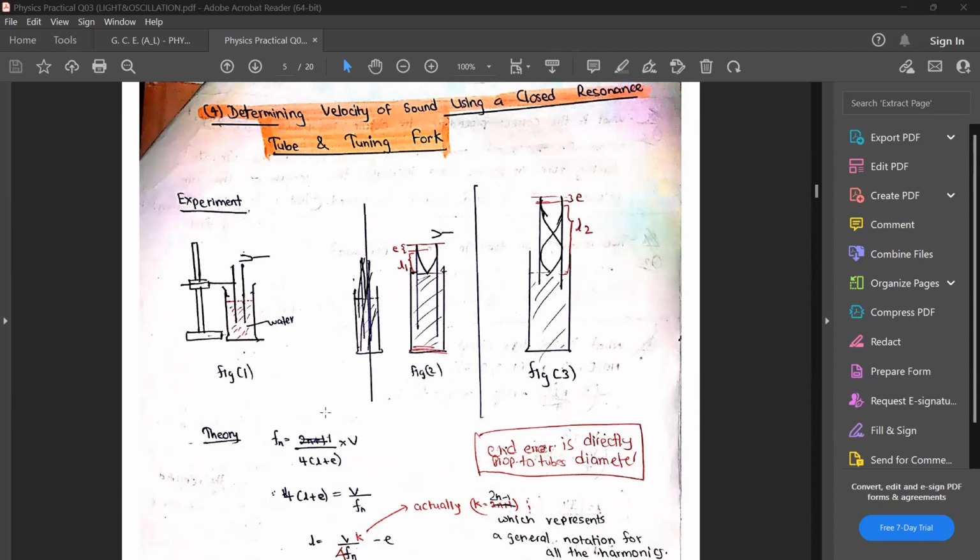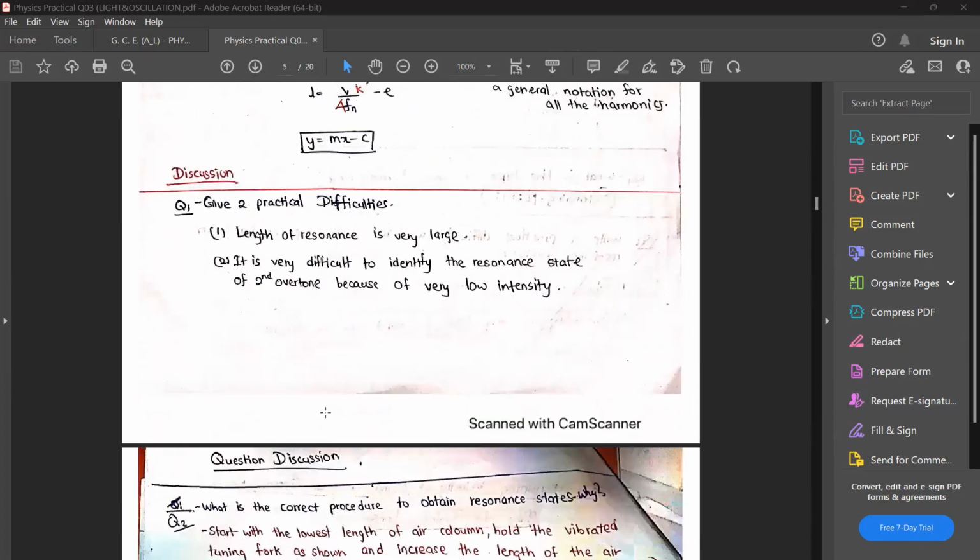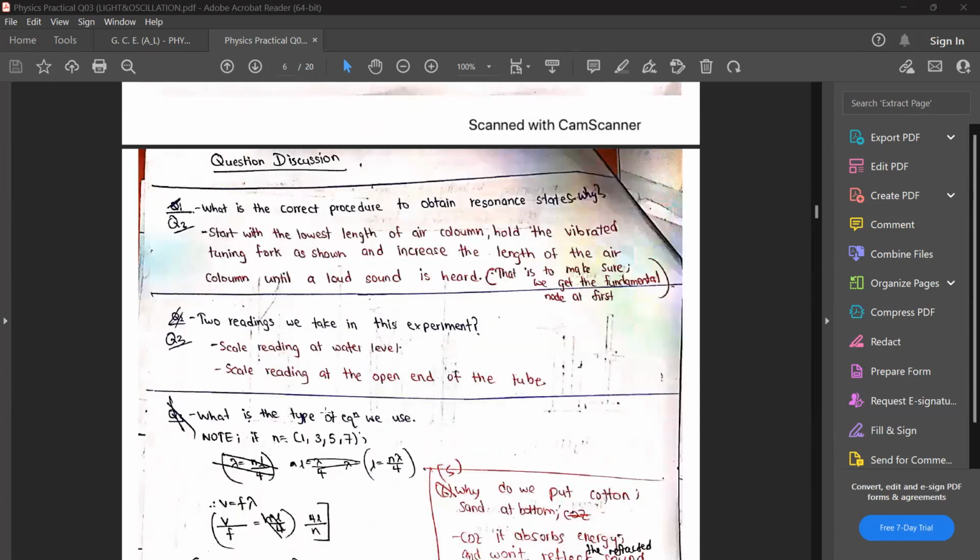And you should know how the derivation comes. What is the correct procedure to obtain resonance states and why? Start with the lowest length of air column. This you know, right? Even in the early practical, we started with the minimum length between the bridges so that we did not miss the first fundamental overtone or the first harmonic. It's the same thing here, to make sure we get the fundamental node at first.